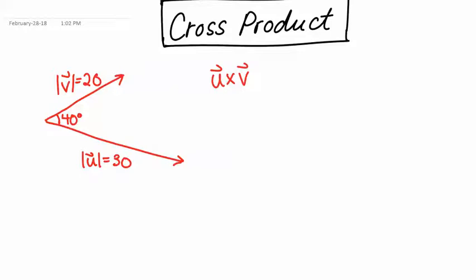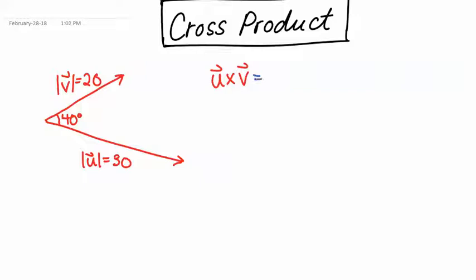Okay guys, here's a video on the cross product. So, the cross product between two vectors. We've got vector u here with a magnitude of 30, and vector v with a magnitude of 20, and they have an angle of 40 degrees between the two vectors.